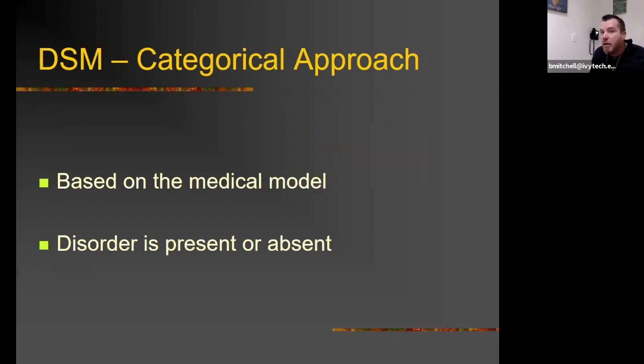So it's based on the medical model of symptoms add up to disorder, and the disorder is either there or not there. So if you have 4 out of 9 symptoms that are attributable to borderline personality disorder, it's absent, it's not there, okay? If you have 6, it's there. So it's categorical. You fit the category, you're in a category.